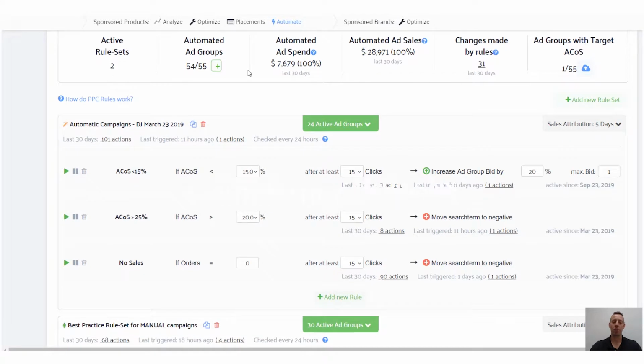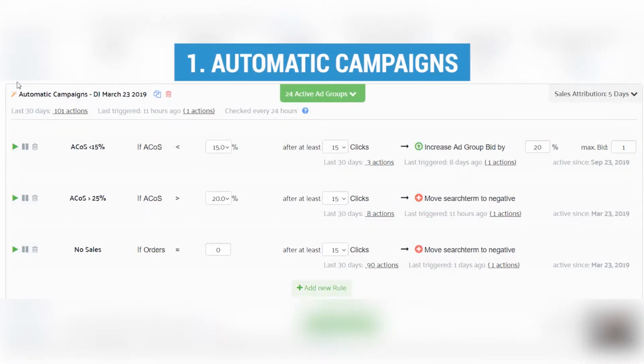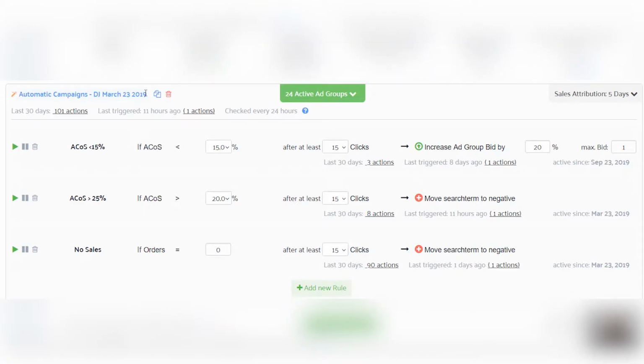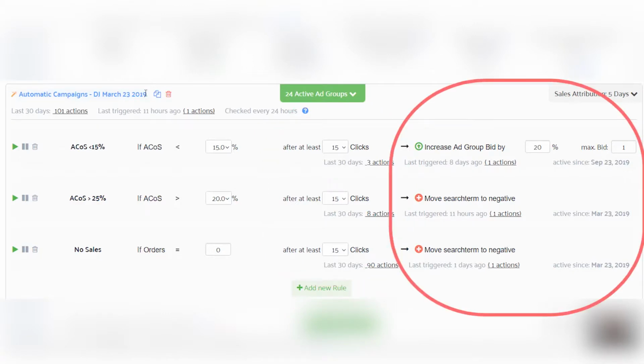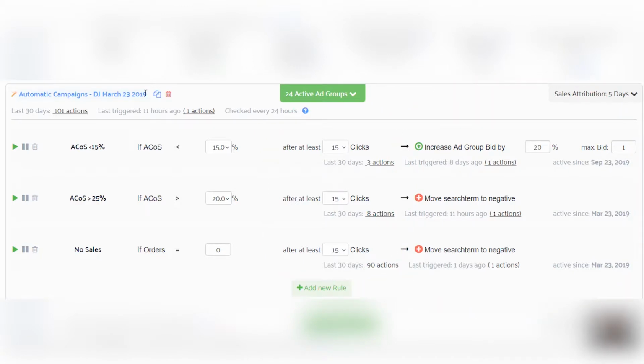Now, let me show you one of the rule sets that we have set up for our automatic campaigns. Now, you can see this rule set right here. It's called Automatic Campaigns DJ March 23rd, 2019. That's just a name that we give this to track it. Now, within this rule set, you essentially have a condition, a threshold, and then an action. Now, that's probably a little bit of a blur right now. Let me explain what I mean.